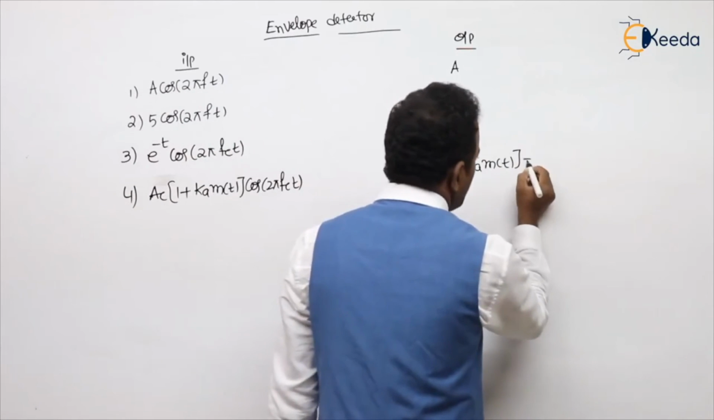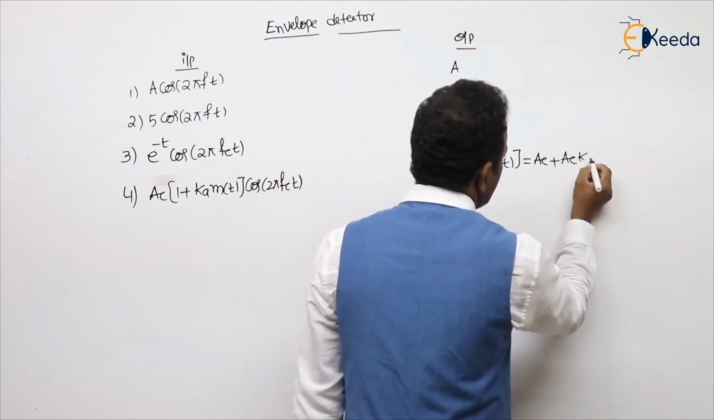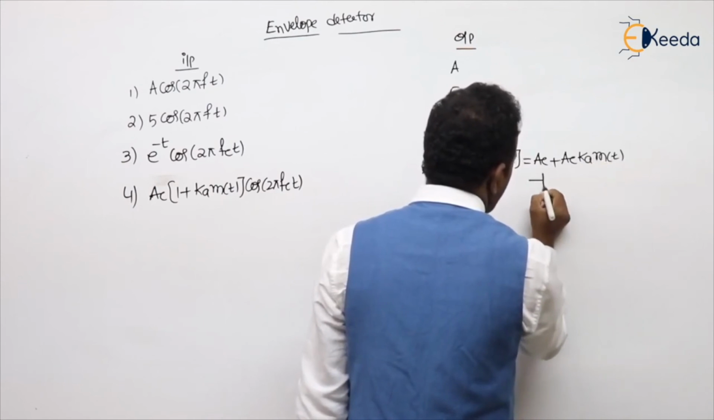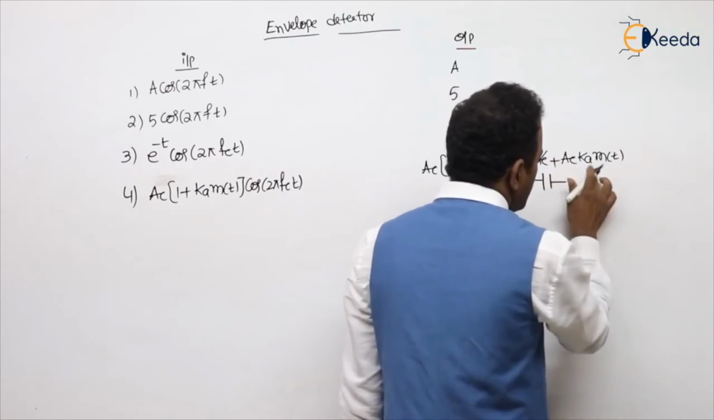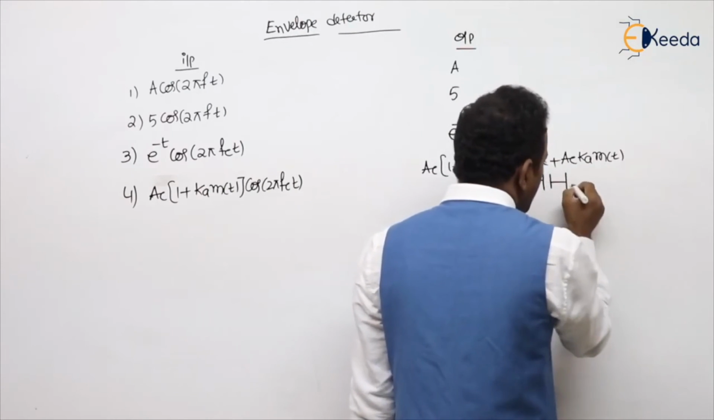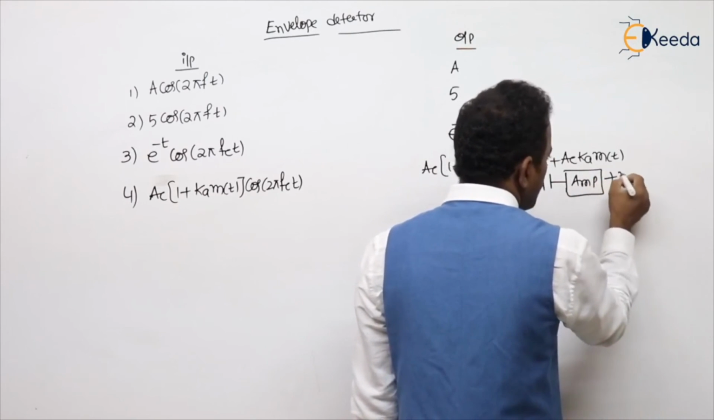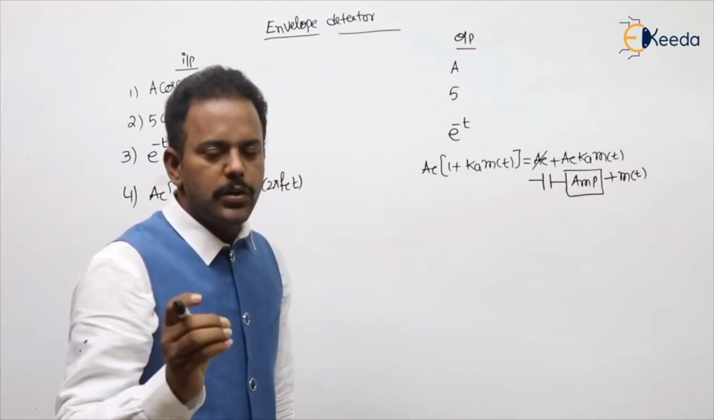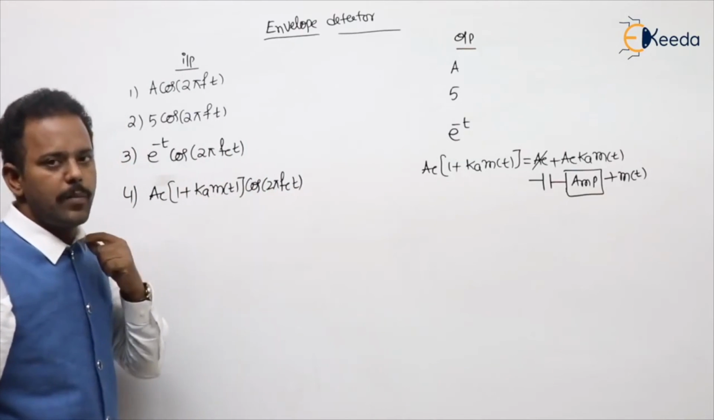Now, multiplying, we get Ac plus Ac into Ka into m of t. If the signal is passed through a capacitor, the DC value is blocked. To nullify this amplitude, a decay generally will be there, and we give it to the amplifier. Then the final output we get is our message. So when I give the AM signal, we get our message as output.